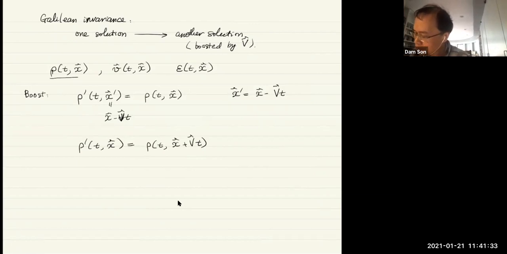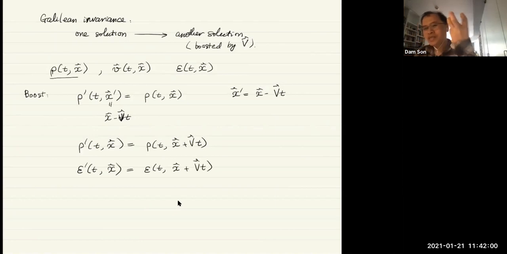Okay, so now the same with epsilon. Epsilon is something that does not depend on the frame. By definition, this epsilon, the small epsilon, is the energy of the fluid in its rest frame, so it doesn't depend on the frame. We can also write this epsilon in a new frame. The only thing that changes here is the coordinates at which this function is evaluated. This v is somewhat different when we go from one frame to the other.